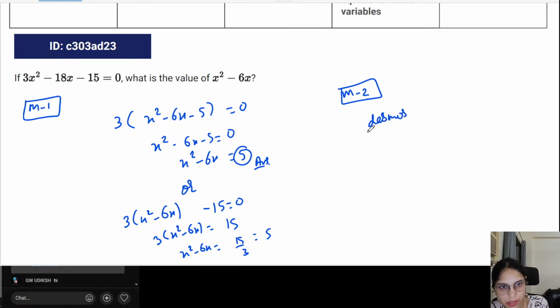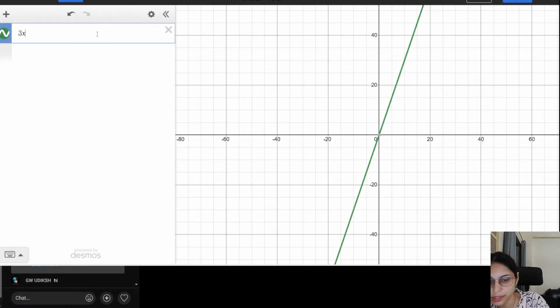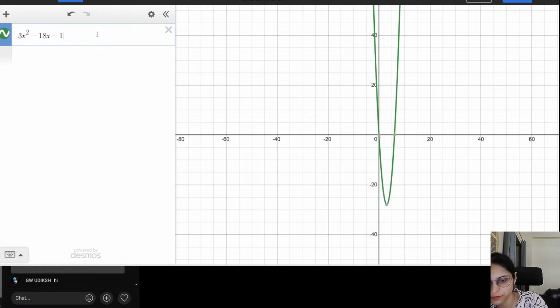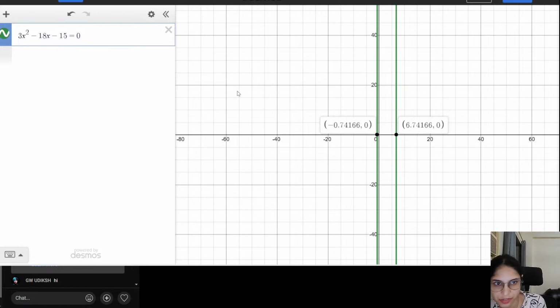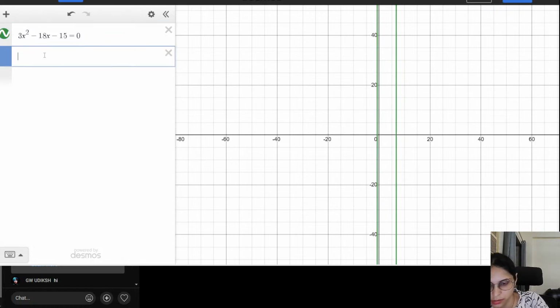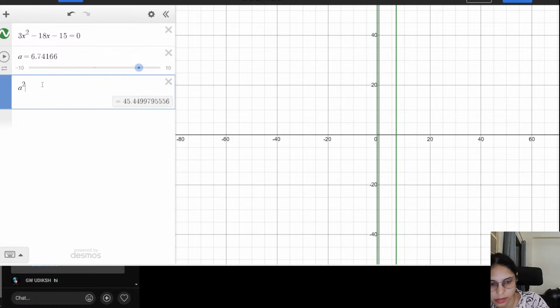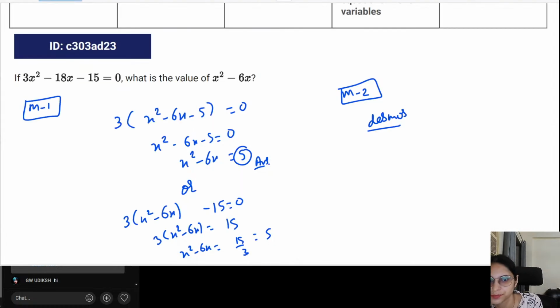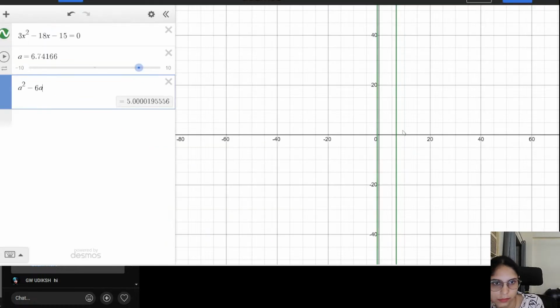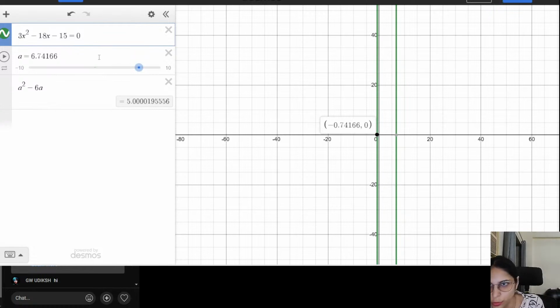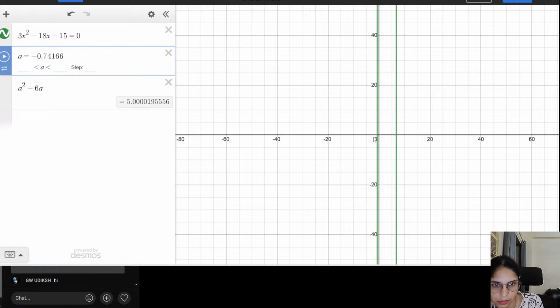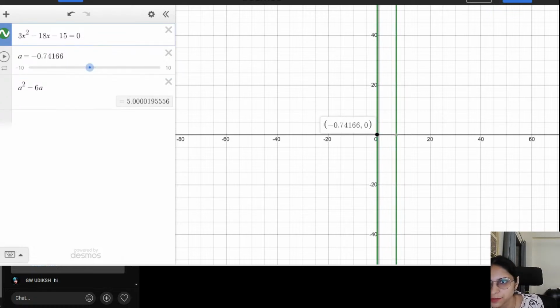Method 2 is Desmos, but I would prefer the first method. So there what you do? You do 3x squared minus 18x minus 15 is equal to 0. Getting weird value 6.741. And here you want x squared, so I'm writing a squared minus 6a. Answer is 5. I would use this method. If you're using negative 0.74166, still you're getting 5. 5 point something, but you can just round it to 5.